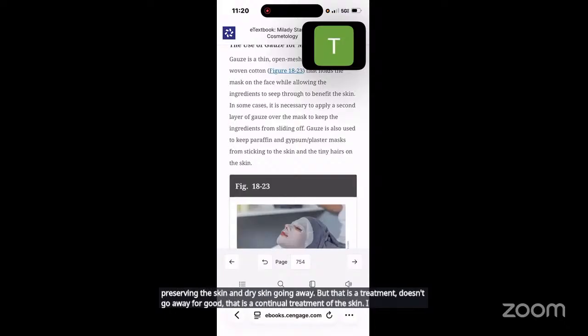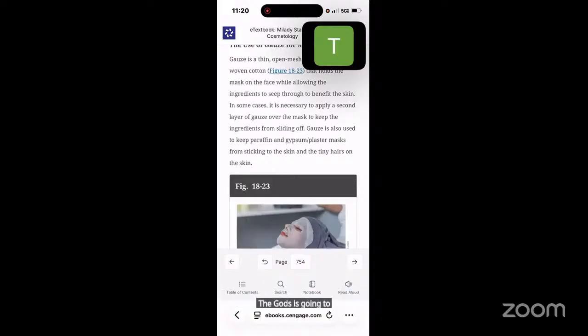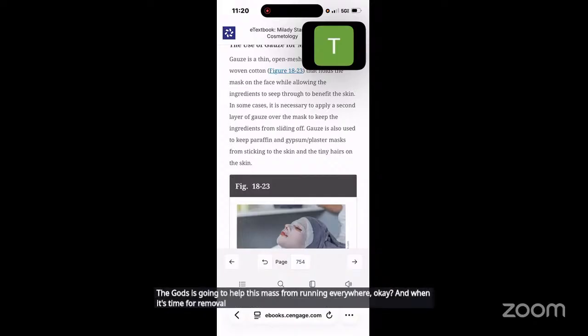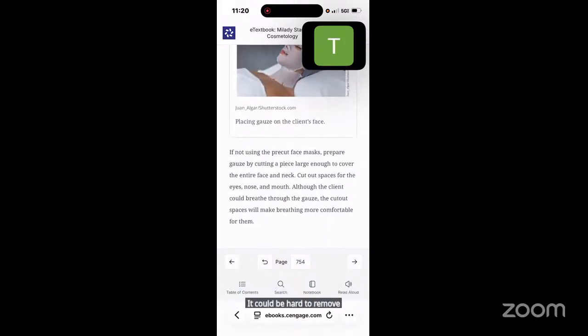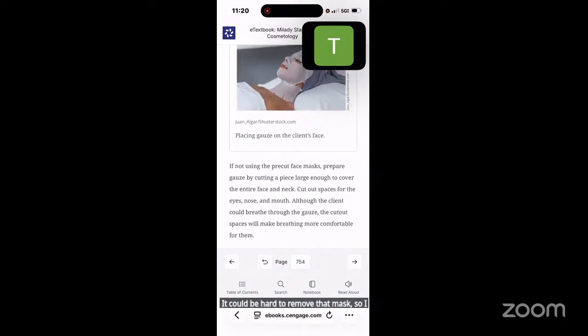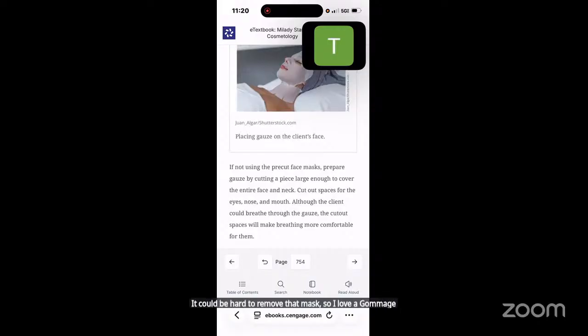I love the gauze. The gauze is used before the jelly. I like the gauze before the paraffin. The gauze is going to help keep this mask from running everywhere, okay? And when it's time for removal, you pull the gauze up. Sometimes when you're doing jelly and other masks, it's hard, and you're just picking up different pieces. It can be hard to remove that mask. So I love a gauze mask as well.